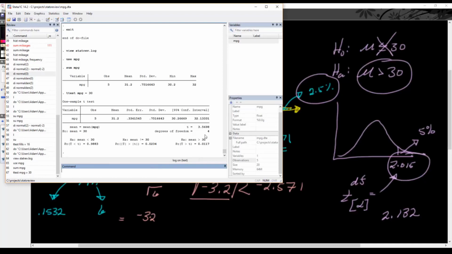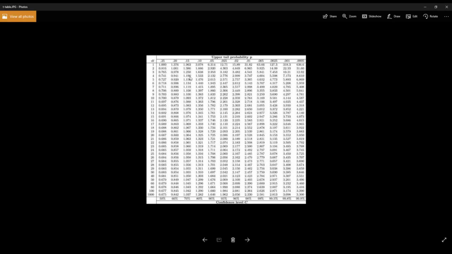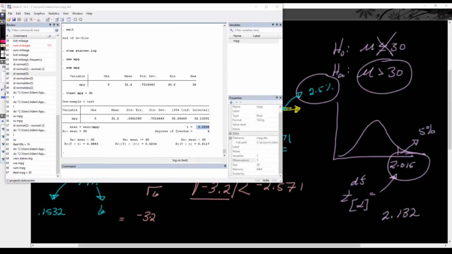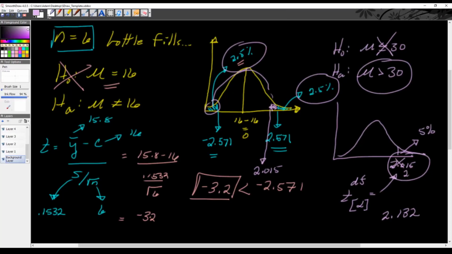Oh, my bad. In this data set, we have 4 degrees of freedom. So the calculated value is 3.56. The critical value with 4 degrees of freedom and 5% in one tail is 2.132. So this, in the example in the notes, the critical value is 2.132. The calculated value is 3.569. And since that calculated value is greater than that critical value of 2.132, again, we reject the null hypothesis.